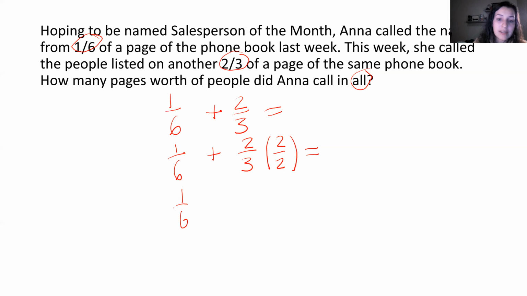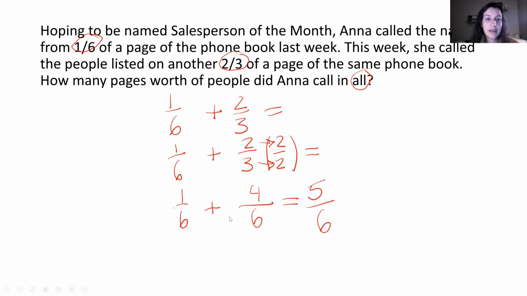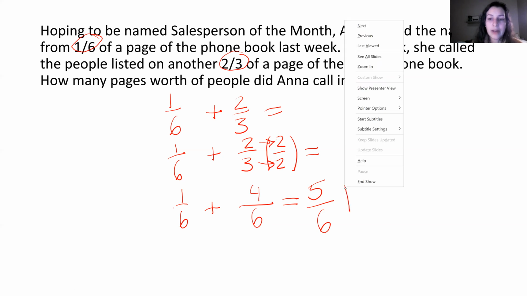So 1/6 stays the same, and now we have 2 times 2 for our numerator and 3 times 2 for our denominator, which is 6. And now we can just add right across. So 5 will be our numerator because that is 1 plus 4, and then our denominator will remain 6. So we will have 5/6 of a page.